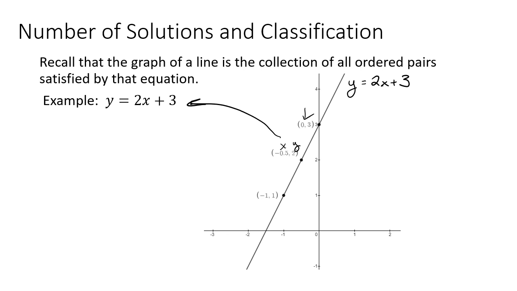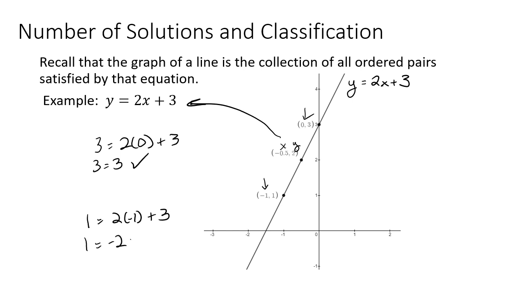(0, 3) is really easy to see. So that's 3 for y, 0 for x. That would just give you 3 is equal to 3, which is true. Let's say we plugged in (-1, 1). So 1 for y, negative 1 for x. This would give us 1 is equal to 1, which is true. So any ordered pair on the line is a solution to a single equation.